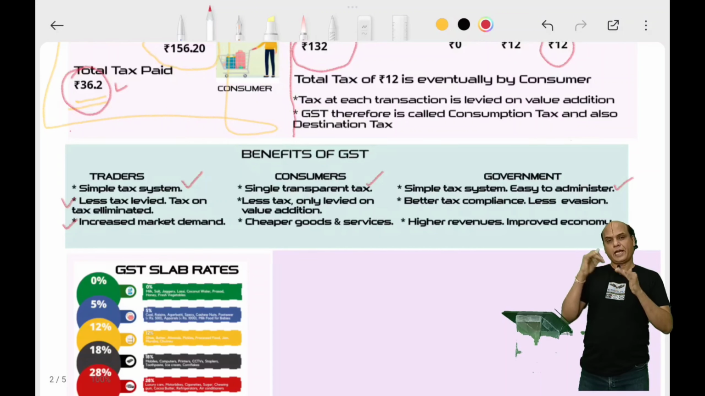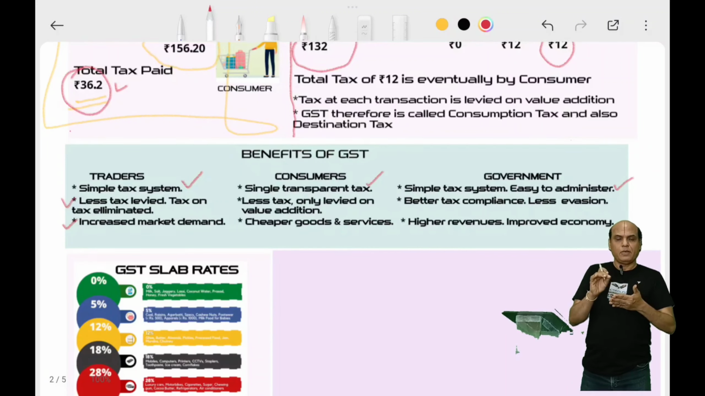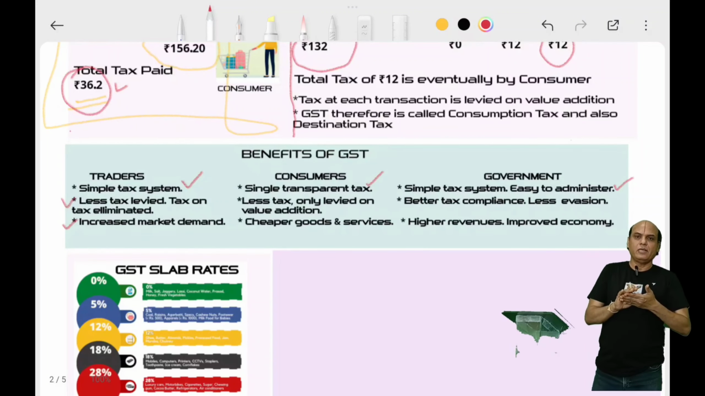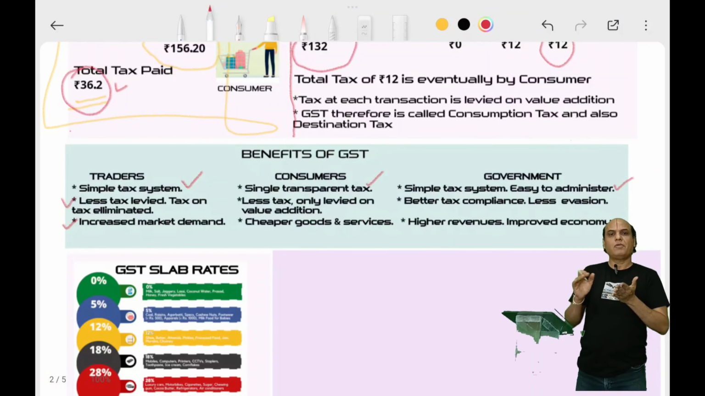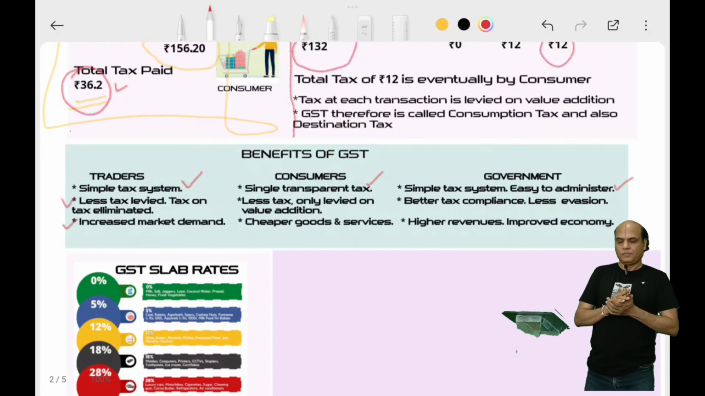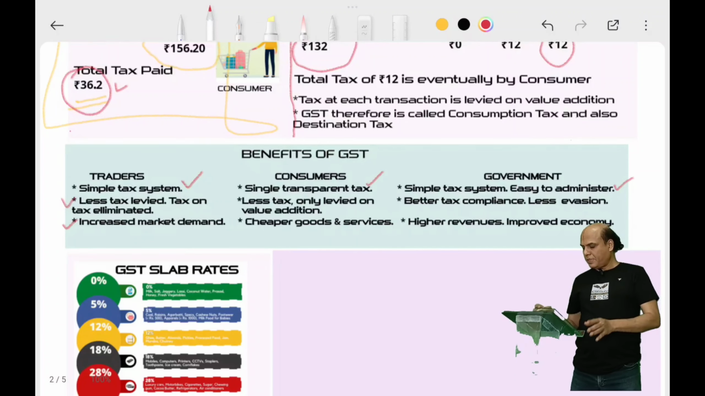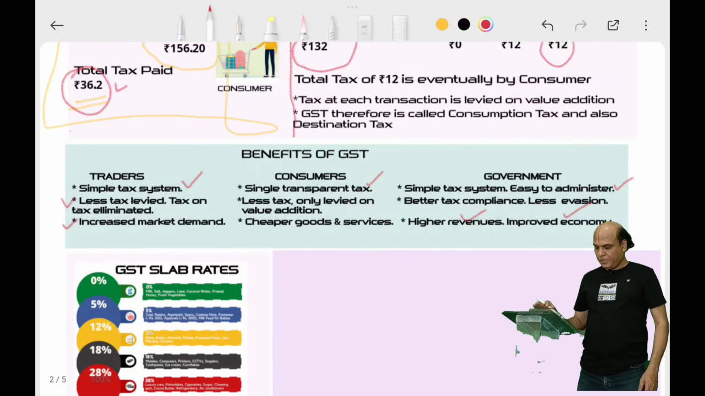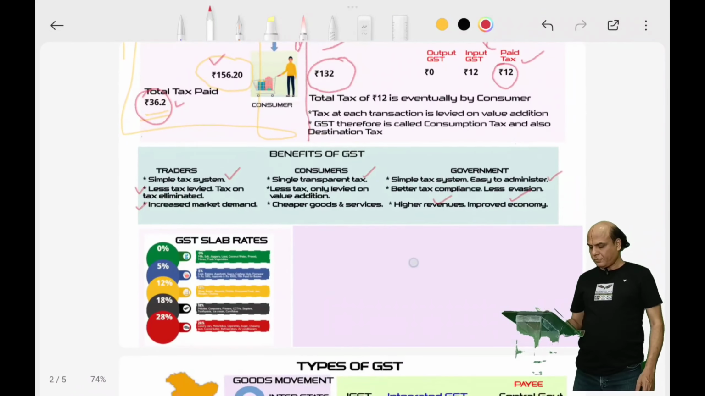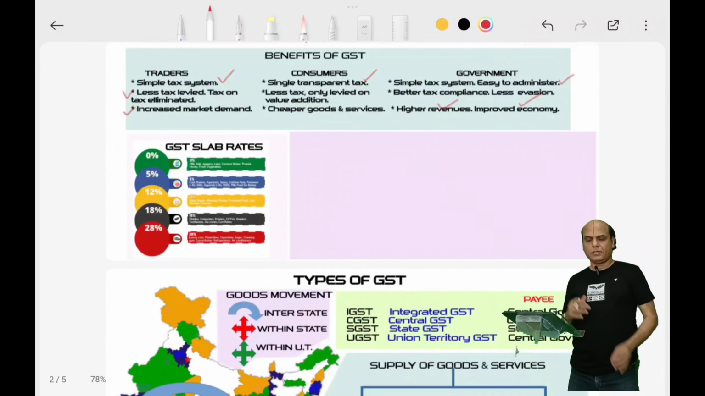So more tax is actually collected, although a lesser rate of tax is levied. The quantum of tax collected at the end of each financial year could exceed what was being collected earlier. So from the government perspective, higher revenues and a more improved economy. I hope it is clear. Let us move to the next.